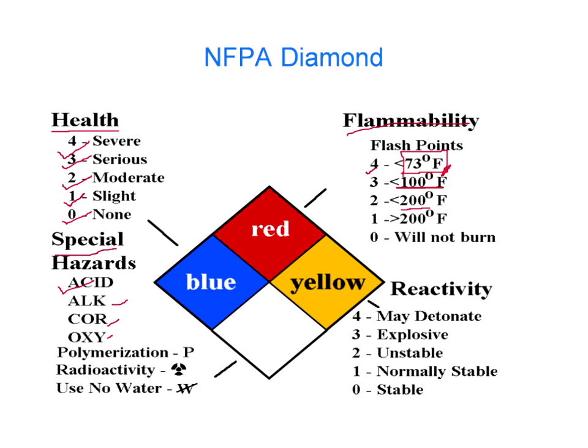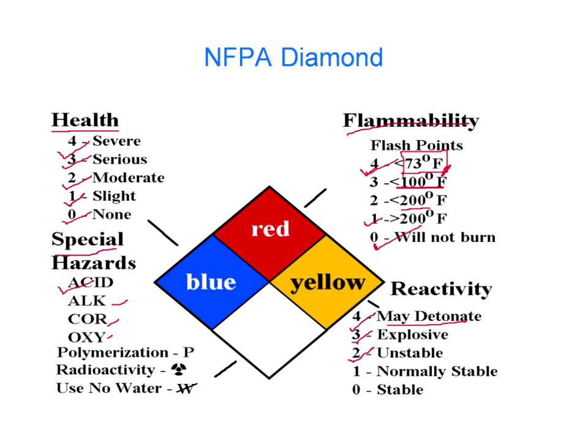Understand? So like this, this is for special hazards. For example, acids, alkalines, corrosives, oxygen, all these things. Okay, please go through all these things. Flammability: what is a flash point? If it is number 4, it means the flash point is less than 73 degrees Fahrenheit. F is in terms of Fahrenheit. If it is less than 73 degrees itself, it will burn, it will flash.